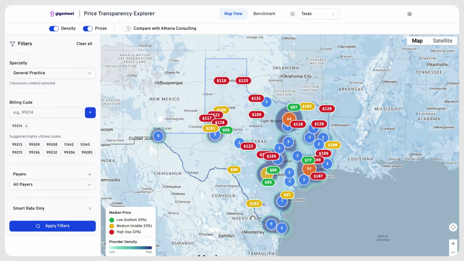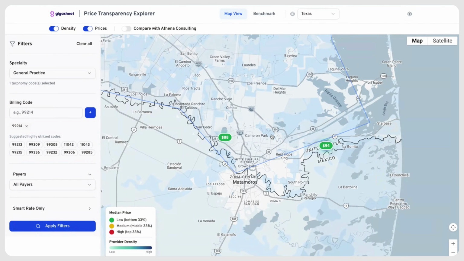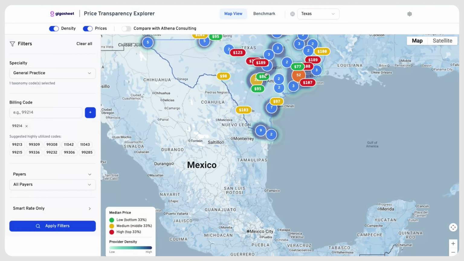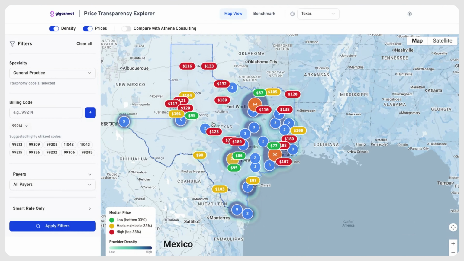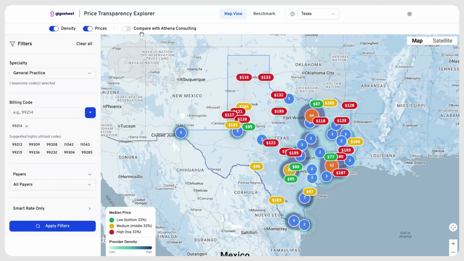And you'll also see some of these clusters with numbers in them, indicating that there are more providers in this area. And if we zoom into that, we can see it. So obviously, lots of rates in Texas here. It's a big state and has lots of providers.